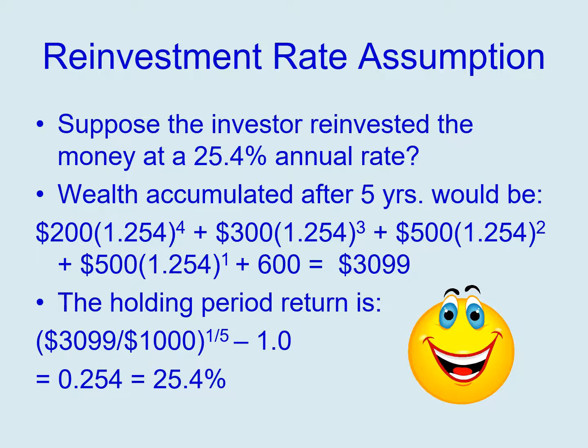So now we can recalculate the holding period return. Okay, so we take our cash received, which is $3,099, divide that by our $1,000 investment, and again raise that to the inverse of the life of the project, so exponent of 1/5 or 5th root, minus 1, and that gives us 25.4%. So that's how we get the 25.4%.